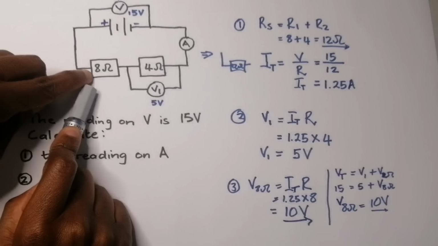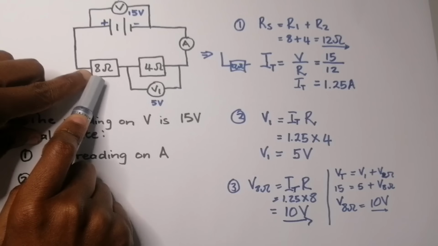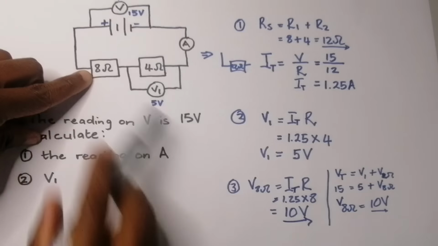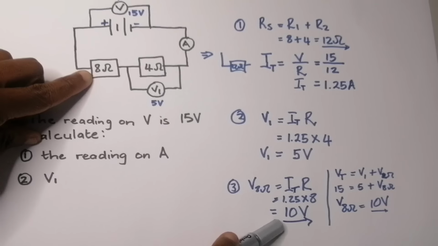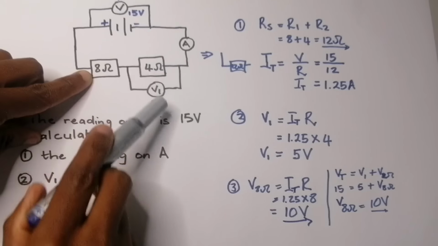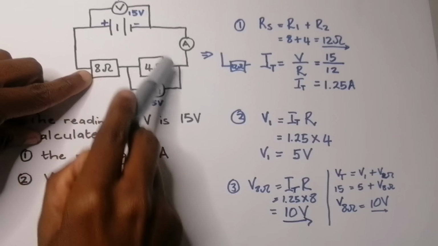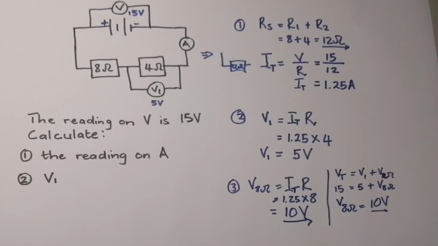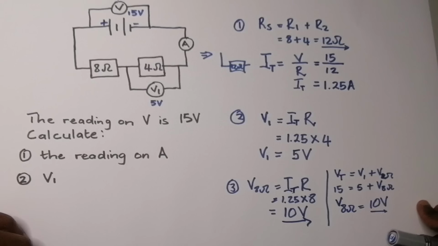Look at this. The 8 ohm resistor, right, took the lion's share of that 15 volts that was provided. It took 10 volts, right? Whereas if you look at that, the 4 ohm resistor only took 5 volts. So yes, they shared the 15 volts, but they did not share it equally, but they shared it proportionally. It means the bigger resistor took the bigger voltage. All right. So in this case, that is how we would solve that. I hope that makes sense.